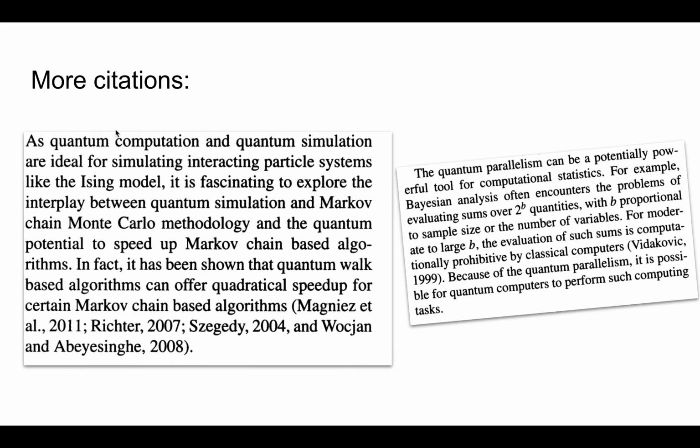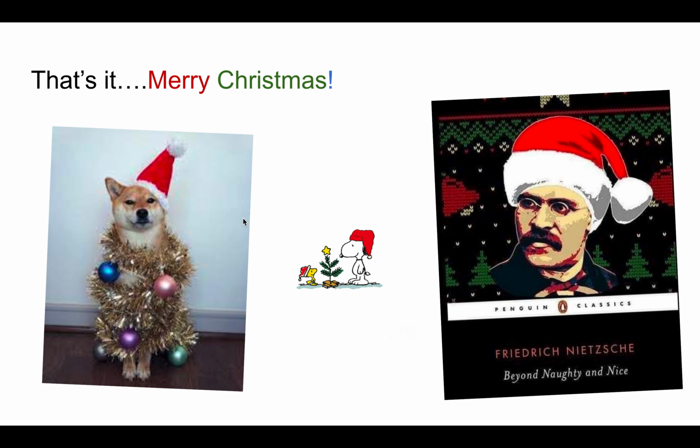Here are some more citations about how Monte Carlo and Markov chains could be sped up. This shows that Bayesian analysis could be much quicker. So basically, statistics is going to be very efficient on quantum computers. And that's about it.